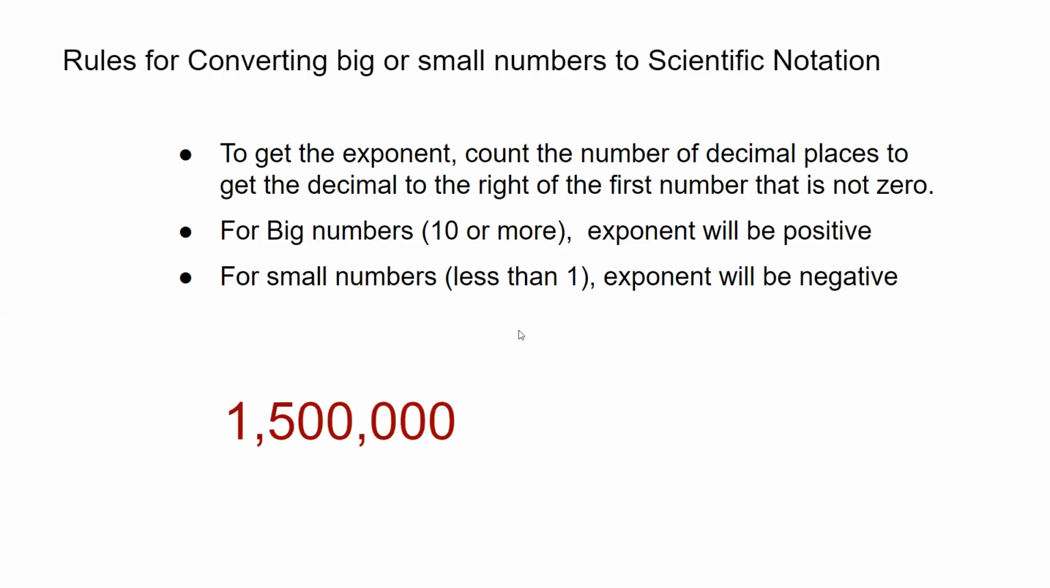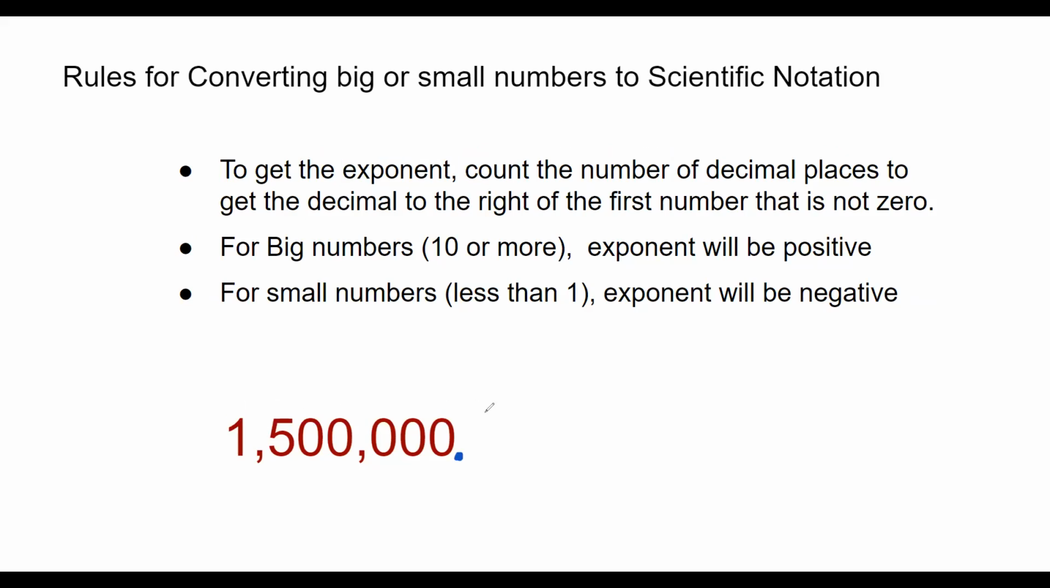So here's an example of a large number. Now let me show you this process of counting. First of all, when there is no decimal place shown, we can assume that it's right there after all of the numbers. And now we're just going to count the number of decimal places to get our decimal right here so that we will have a 1 to the left of it. 1, 2, 3, 4, 5, 6. We have to move the decimal point 6 places.